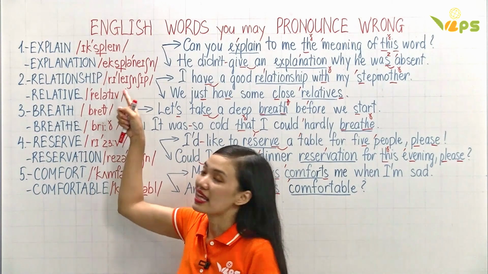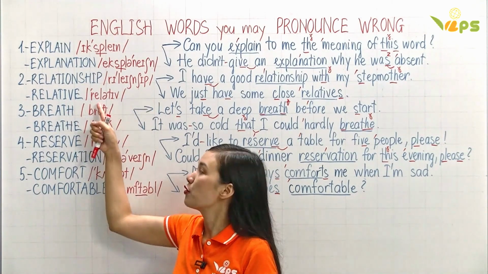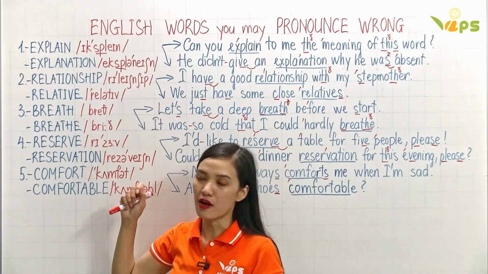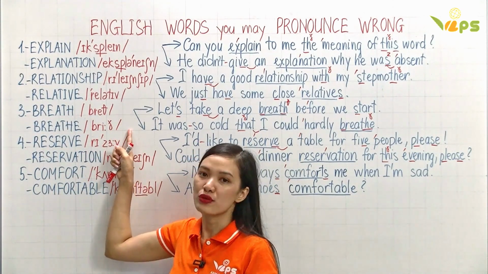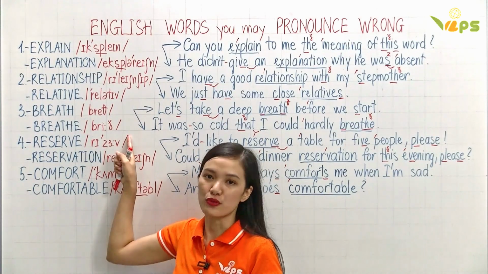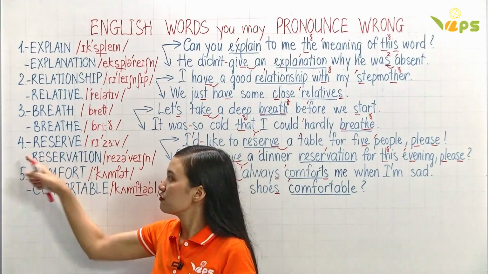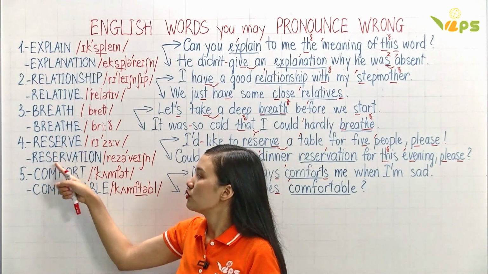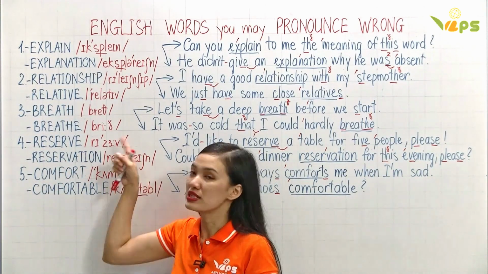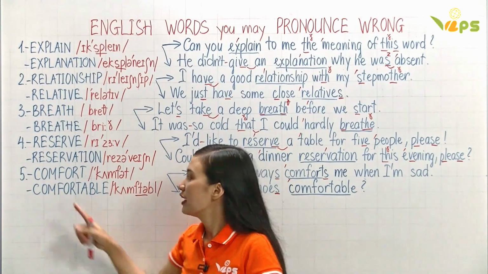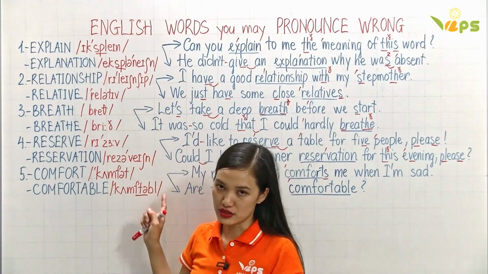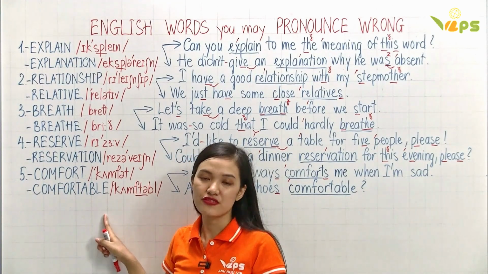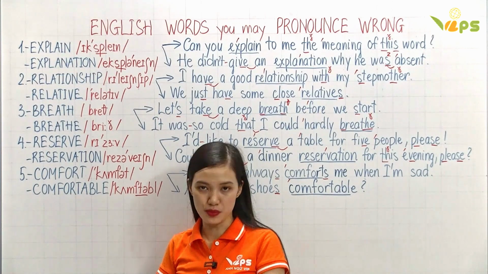Now, again, one, explain and explanation. 2, relationship but relative. 3, breath for the noun and the verb breathe. Breath, breathe. 4, reserve, just like book. Reservation, the noun. Reserve, reservation. Number 5, comfort for the verb or noun. For the adjective, comfortable. Comfort, comfortable.